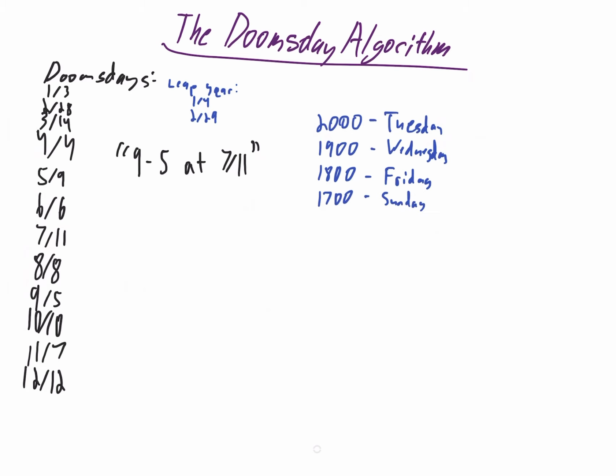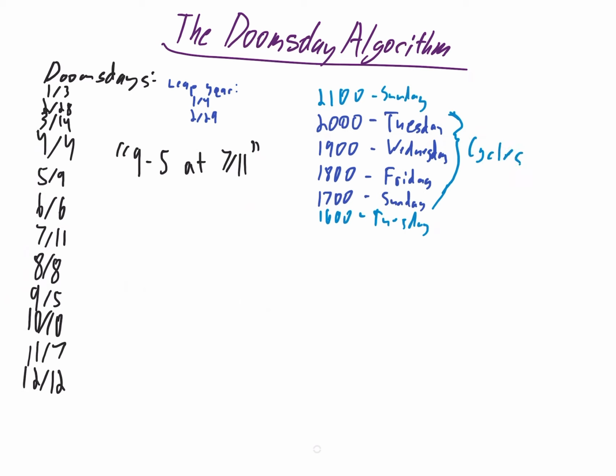And the interesting thing about this is that no matter whether you go up or down, this pattern will just repeat. So if you go to the 2100s, this will be a Sunday. If you go to the 1600s, this will be a Tuesday. So it's essentially just this grouping of dates throughout every 4 centuries. So let me just write cycles here.